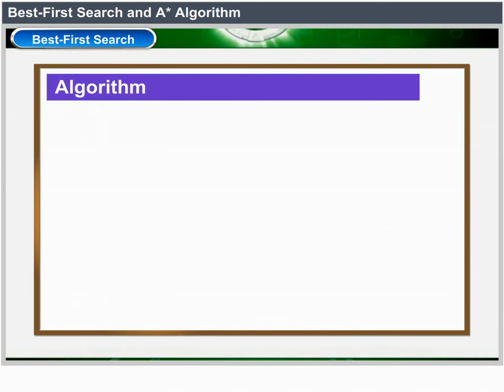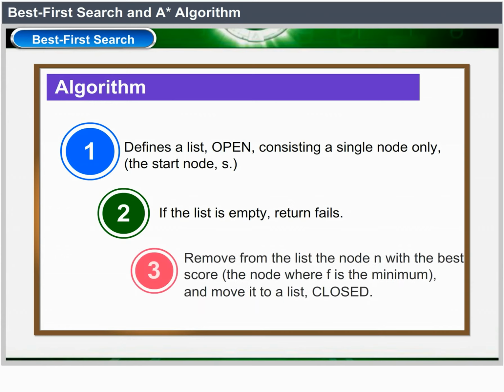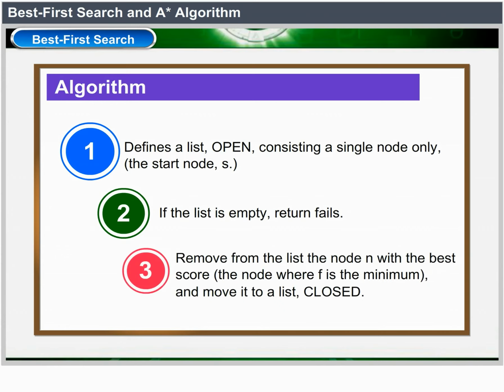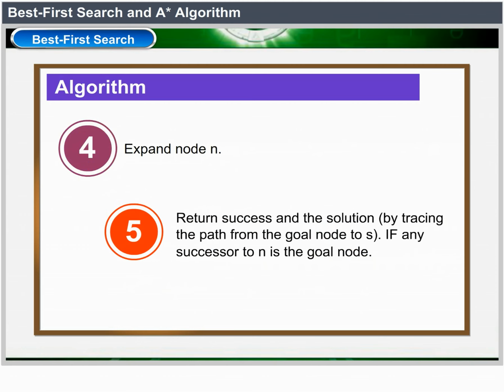The algorithm defines a list, Open, consisting of a single node only, the start node. If the list is empty, return fail. Remove from the list the node N with the best score, the node where F is the minimum, and move it to a list Closed. Expand node N. Return success and the solution by tracing the path from the goal node to S if any successor to N is the goal node.